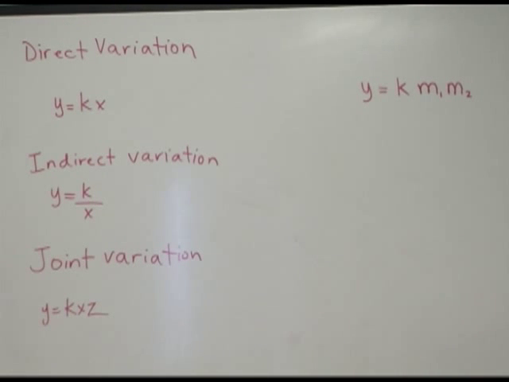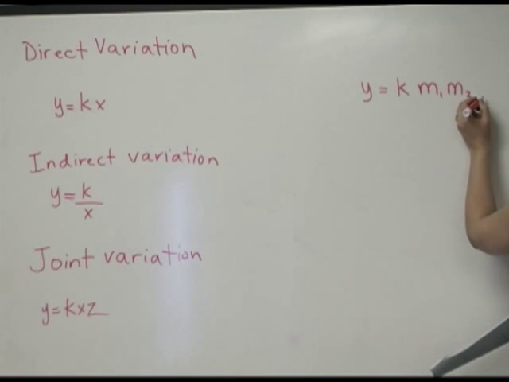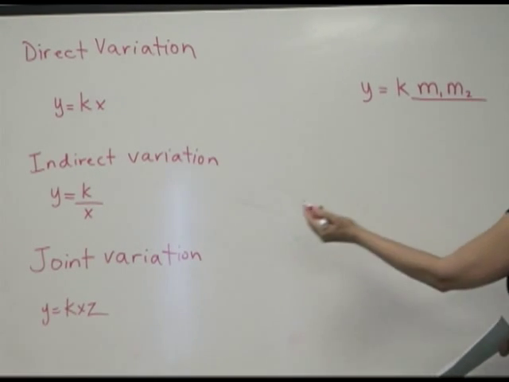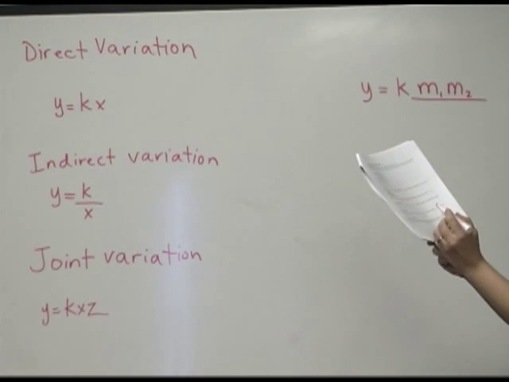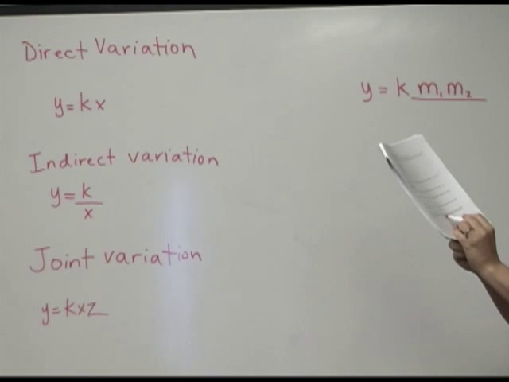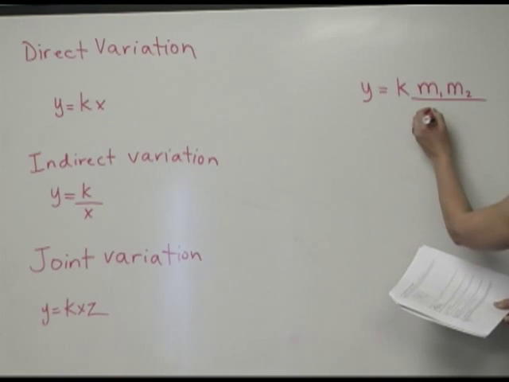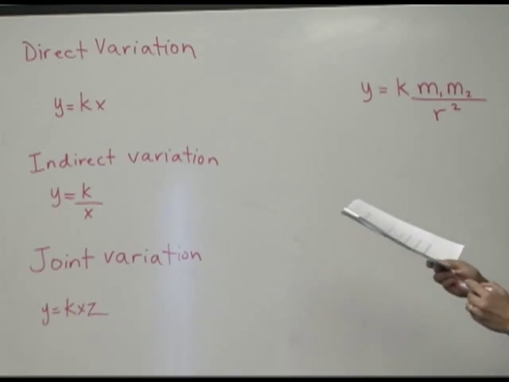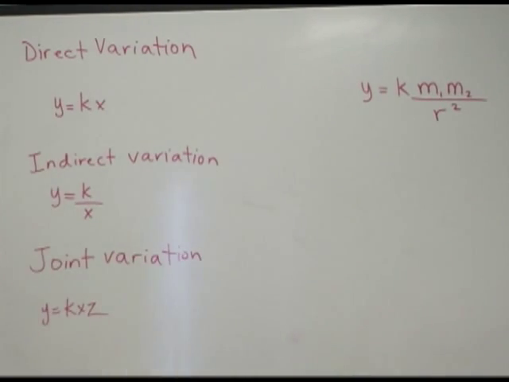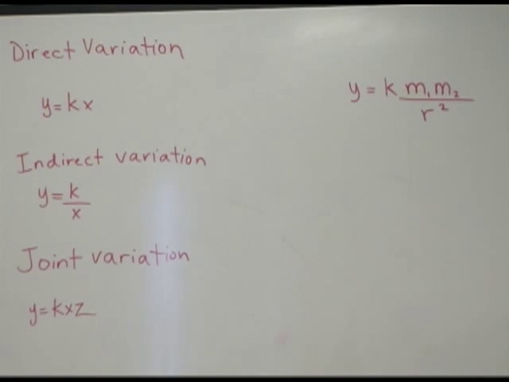Then there's another type of variation that says inversely proportional to the square of the distance r between them. Inversely proportional will be which type of variation? Indirect or inverse, right? Should be inverse variation. So we are going to divide by that variable. What is that variable that we're going to divide by? r squared, right? Inversely proportional to the square of the distance r. That will be your equation of variation.